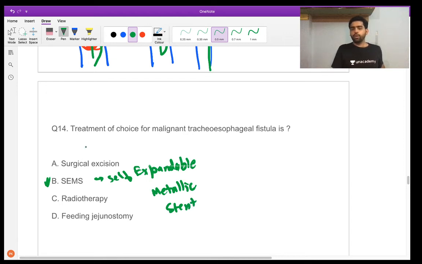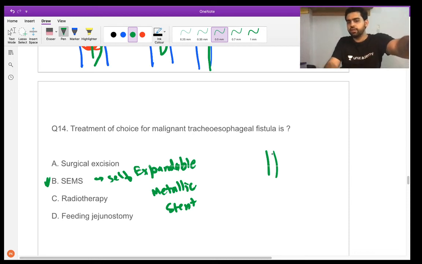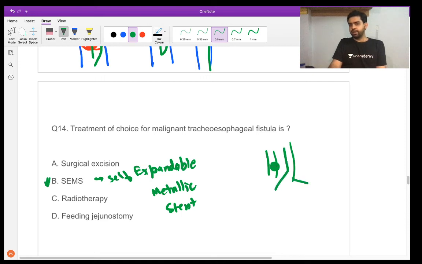See, understand one thing. What is happening in here? You are having a malignant tracheoesophageal fistula. So what is a malignant tracheoesophageal fistula? Let's say if you have an esophageal carcinoma, so what has happened? The esophageal carcinoma has grown and it has eroded into the surrounding trachea. So what has happened? There is a fistulous communication between the esophagus and the trachea. So this is what you understand by the malignant tracheoesophageal fistula. So how do you manage this?